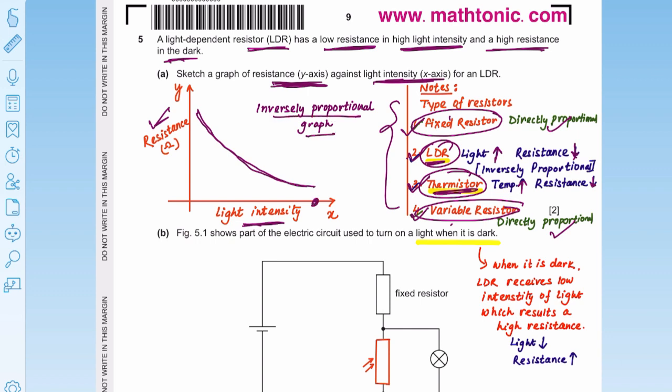See, this is the maximum value of x, right? That is light intensity, right? This is the minimum value of what? Resistance. This is the minimum value of light intensity. So this is the maximum value of resistance. This is how the graph will look.